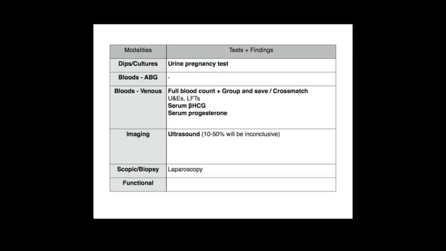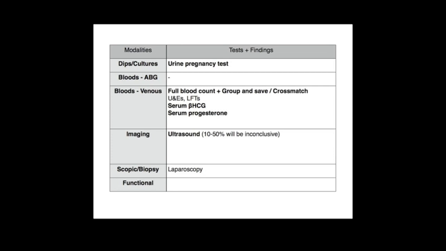When we're thinking about investigations for patients presenting with possible ectopic pregnancy, we can use our usual investigative sieve. So under dips and cultures, obviously we want to do a urine pregnancy test. Under venous bloods, a full blood count will be important, and group and save and cross-match. U&Es and LFTs are important to establish renal and liver function, and we'll come back to why this is important later. And serum beta HCG and serum progesterone are also important for cases that are not immediately obvious on ultrasound. We'll come back to this in a minute.